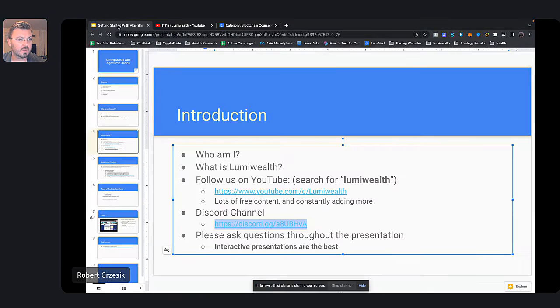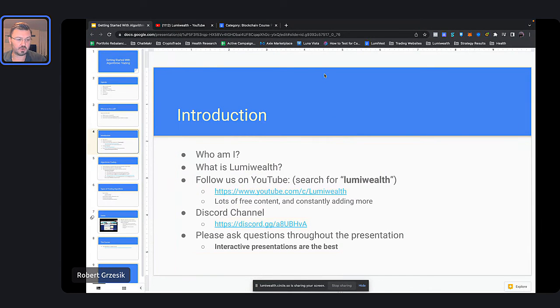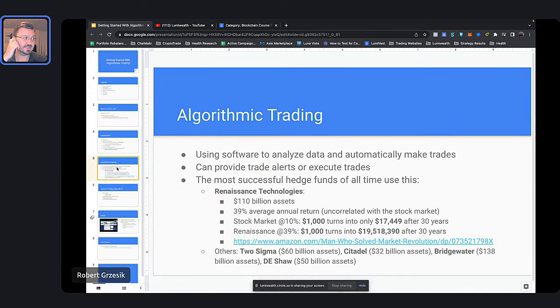But today we are talking about algorithmic trading. So let's get into the details behind it. First and foremost, what is algorithmic trading? Algorithmic trading is basically using software to analyze data and automatically make trades.